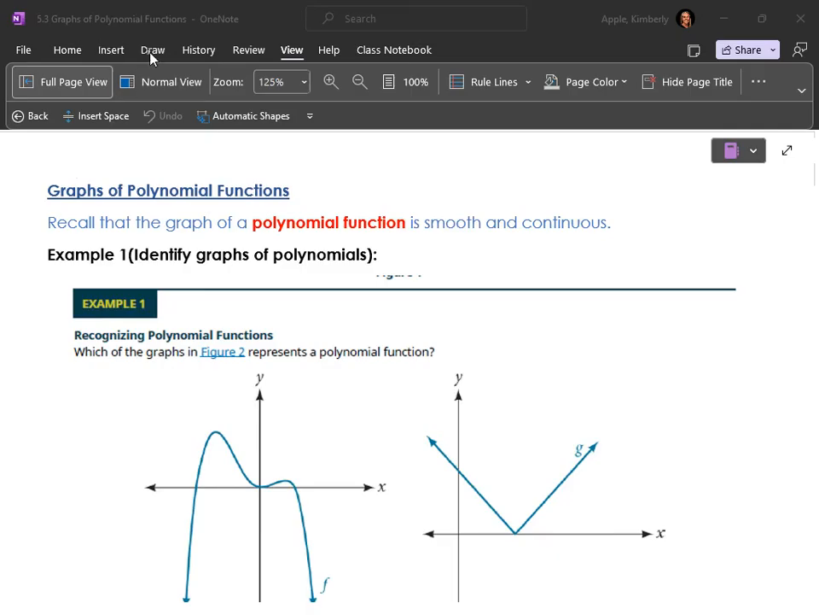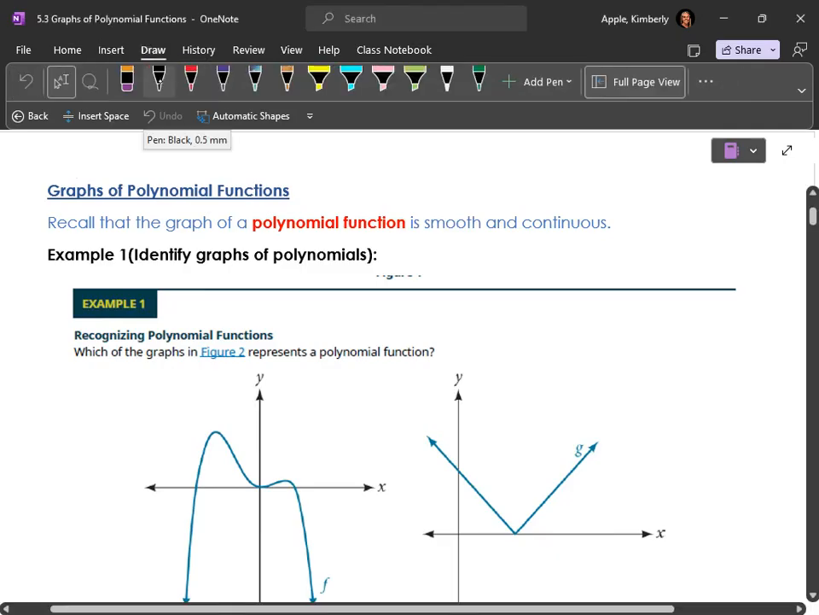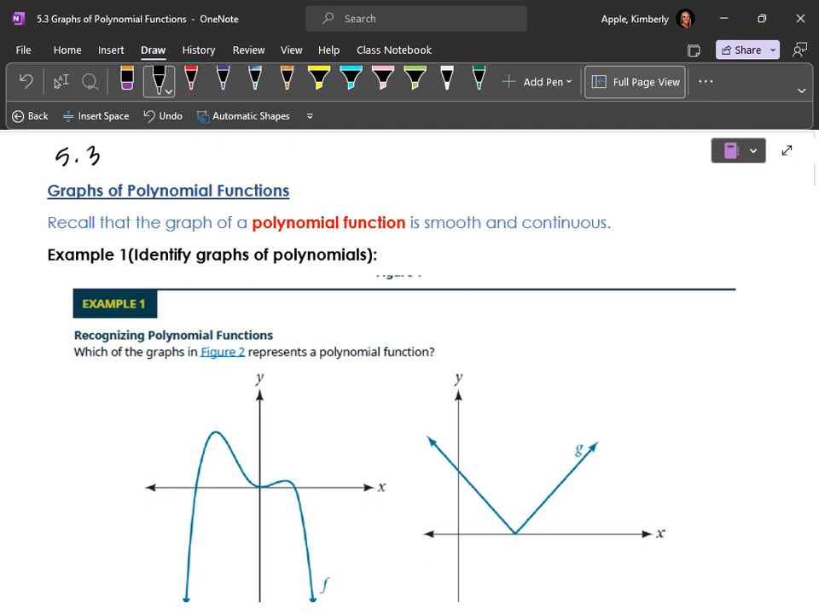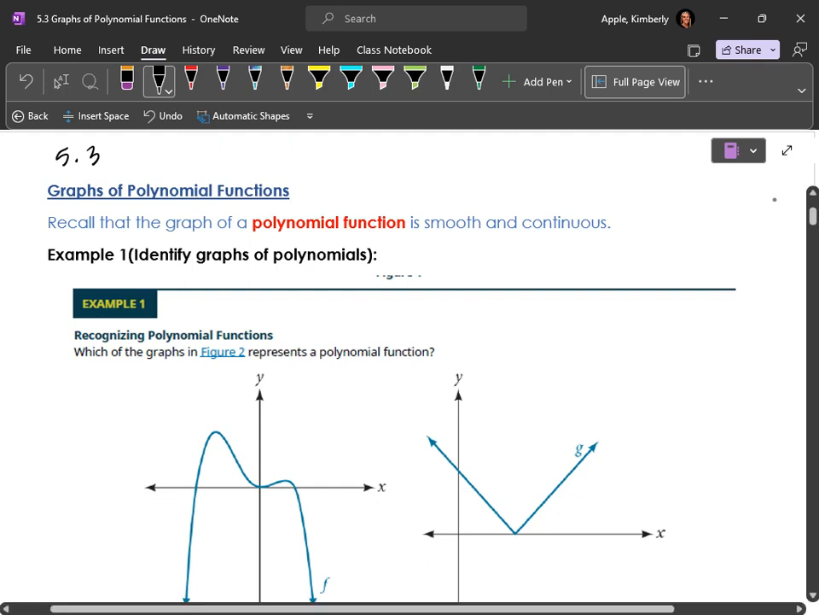Well, this is section 5.3, Graphs of Polynomial Functions. Some of the stuff here is new, some of it is review, so we'll just get started and see what's what. So recall that the graph of a polynomial function is both smooth and continuous.